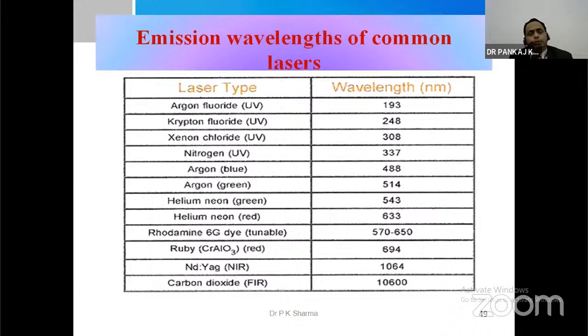If you look at the emission wavelengths of the common lasers, these are the laser types according to their wavelength. Argon fluoride in the ultraviolet region has a wavelength of 193, the ruby laser and Nd:YAG laser 1064, and the carbon dioxide laser has a wavelength of 10600. These are the typical laser types with their different wavelengths in nanometers.